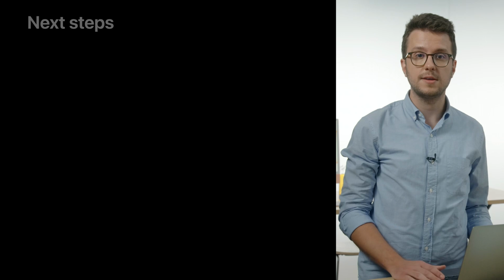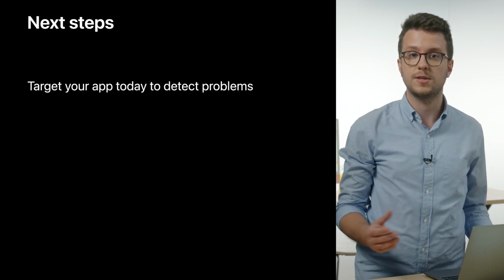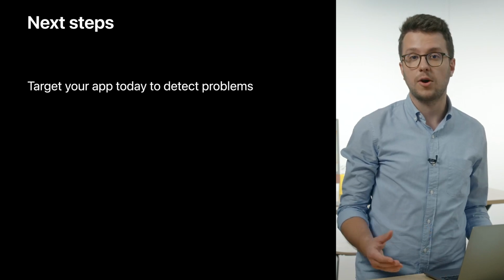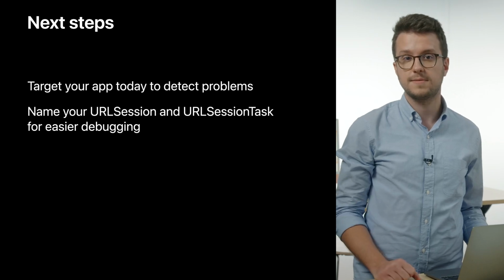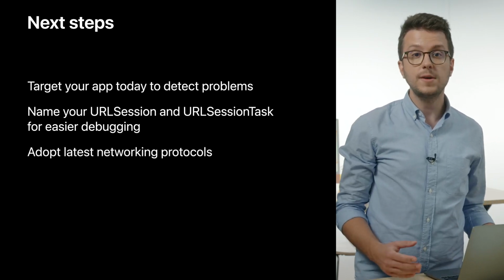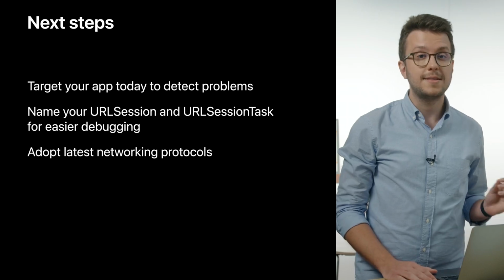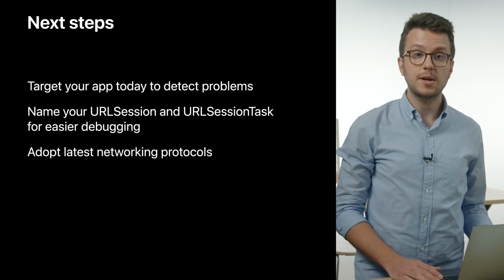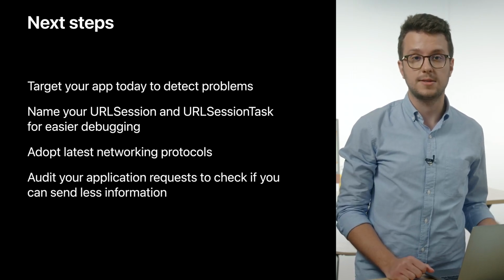Now that you're familiar with using the new HTTP Traffic Instrument, go ahead and target your apps to detect problems just like the ones we showed you today. For easier debugging and having more context while doing so, name your URL session and task objects. Always aim for adopting the latest networking protocols. And even if you don't find any performance or correctness issues with your app, go ahead and verify how much data you are sending to get rid of any unnecessary traffic.